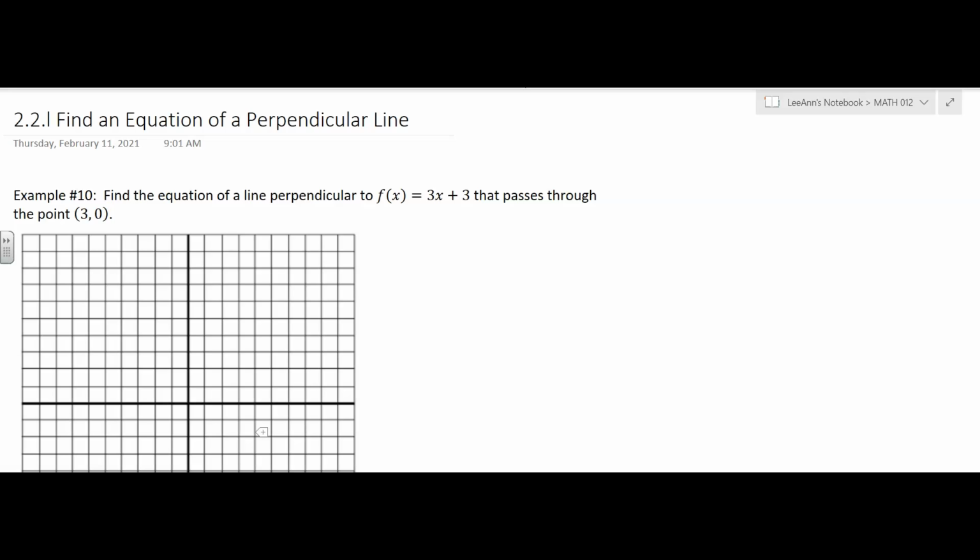So in this problem, we're going to find an equation of a perpendicular line. Now, you don't have to graph this, but I'm going to graph it so you can see what's going on. Okay, so I want to find the equation of a line that's perpendicular to this line. So I'm going to graph that line, f of x.